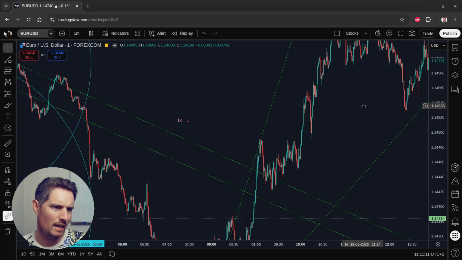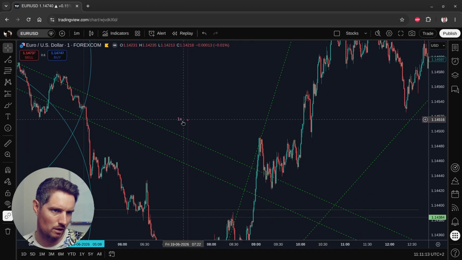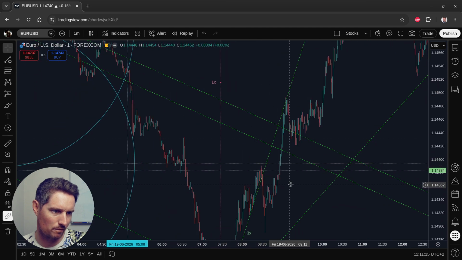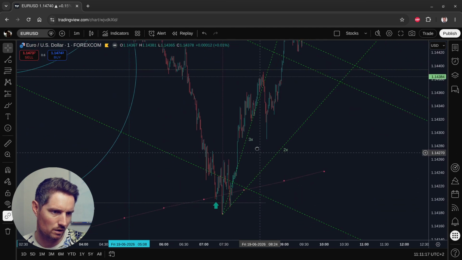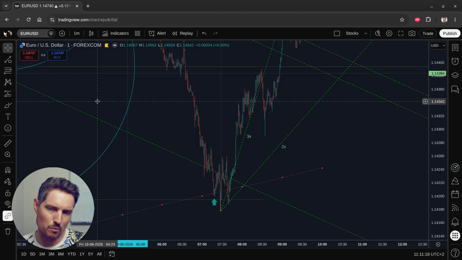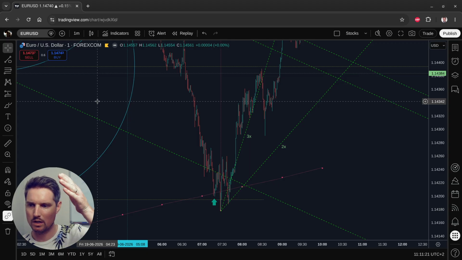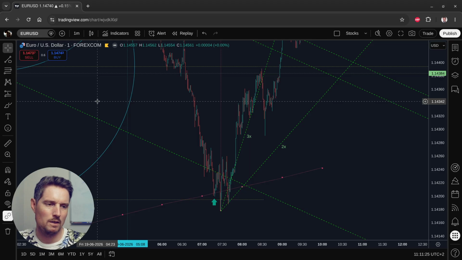And here we also have our 1x level from this low. So the same thing we did from the previous high. We take the previous high, that gives us a number, and then we just extrapolate down.